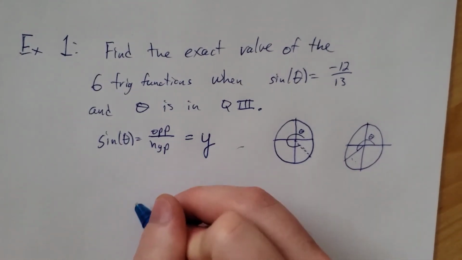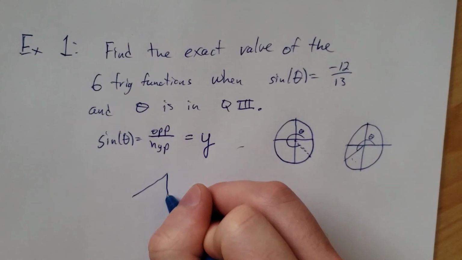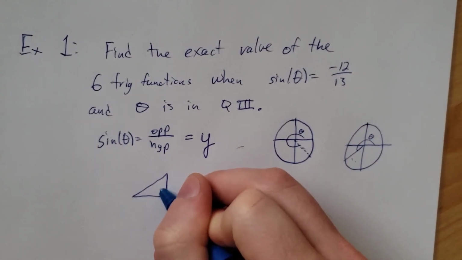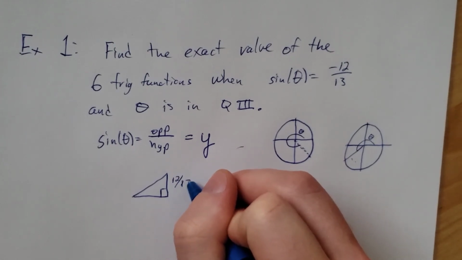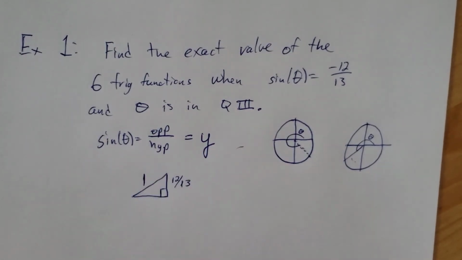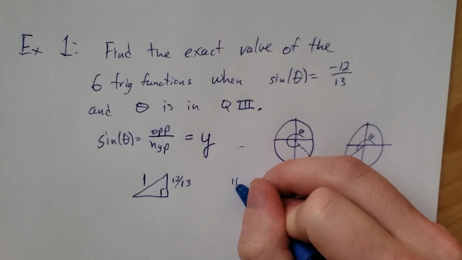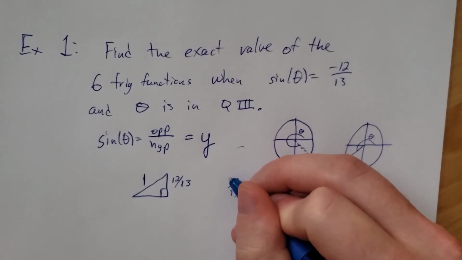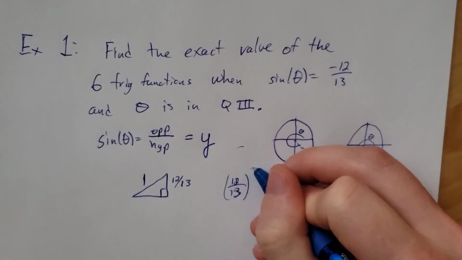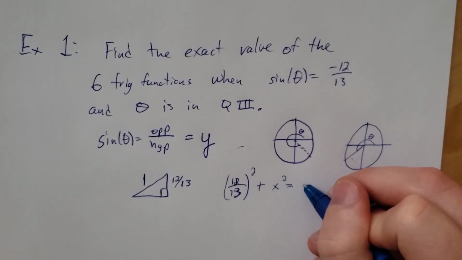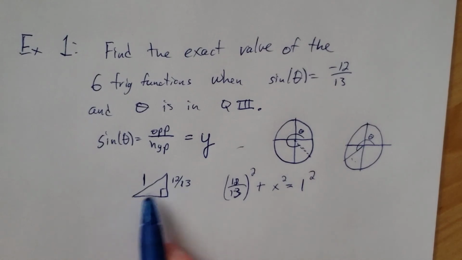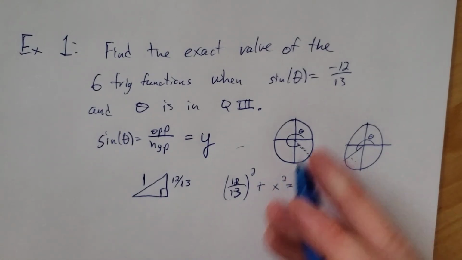If we draw this picture, so we're going to draw a triangle here, where we have a right triangle. The y value is 12/13. The hypotenuse is 1. What is our x value? Well, we use Pythagorean theorem to solve that. So 12/13 squared plus x squared is equal to 1 squared. I just plugged this information into our Pythagorean theorem.